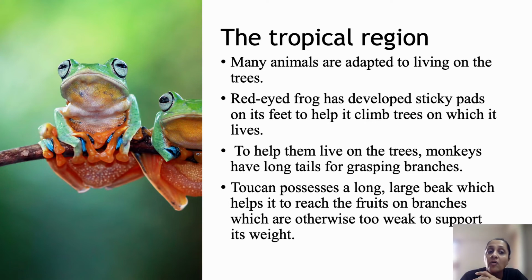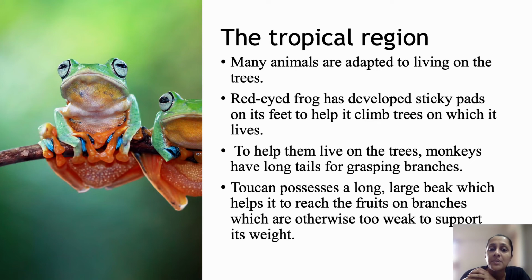Then you have monkeys which have long tails for grasping the branch. So the monkeys that you find in the Indian city are absolutely different from the monkeys in the African rainforest or the tropical rainforest, because those monkeys' bodies are going to be small, but the tail is going to be pretty long for them to hold the branches.